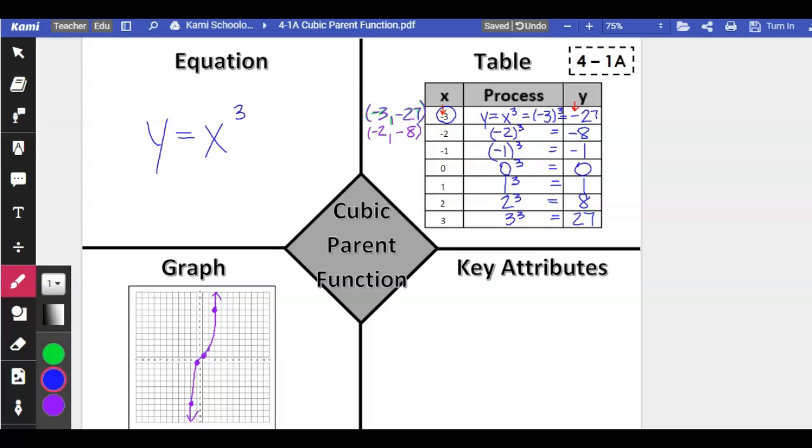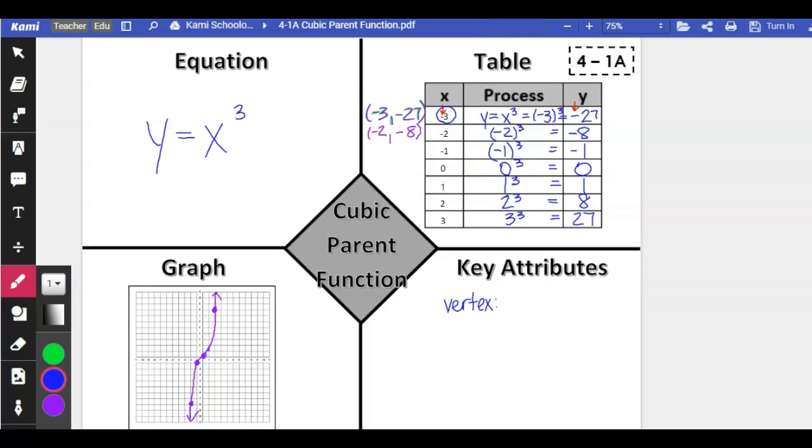Okay. So this is my graph. My key attributes of this graph, we're going to see that a lot of the key attributes from other parent functions occur here as well. So the first one we're going to discuss is the vertex.